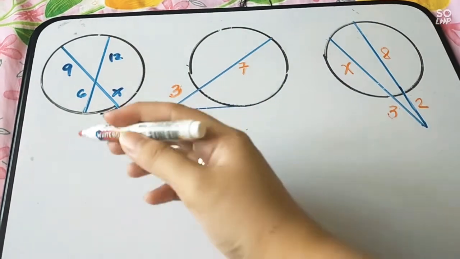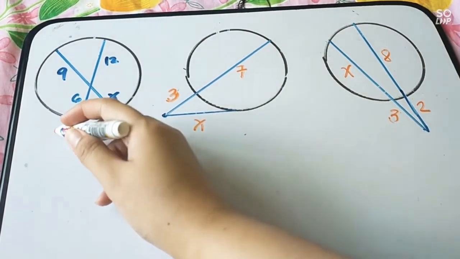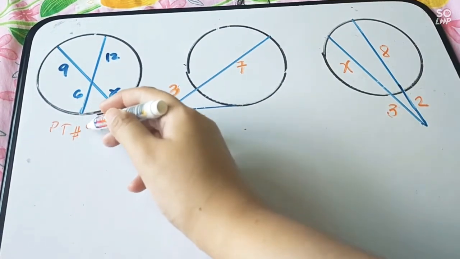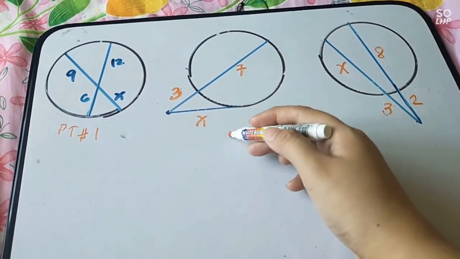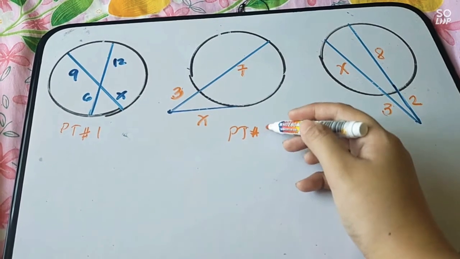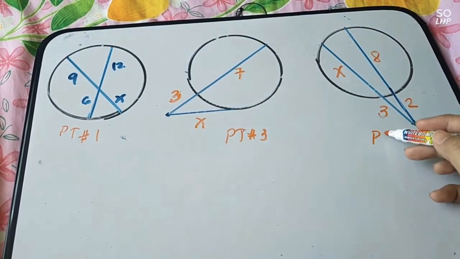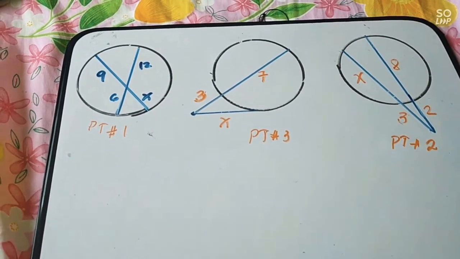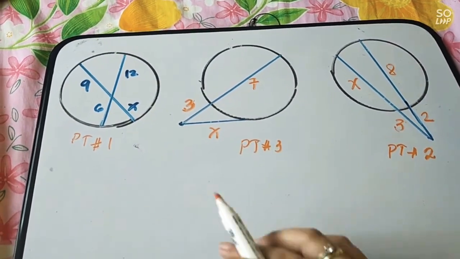So, kung mapapansin nyo, ito yung two chords. Ito yung theorem, power theorem number 1. Ito yung power theorem number 1. Ito naman yung power theorem number 3 natin. And then the power theorem number 2, sorry. Okay, let us now solve this one.